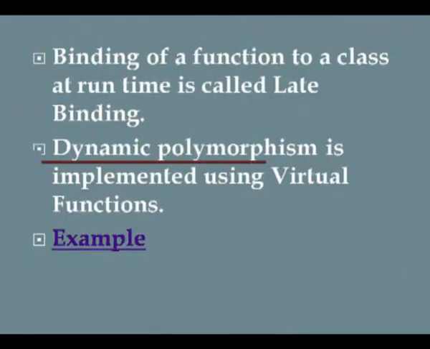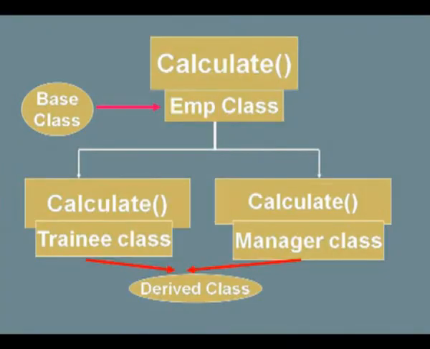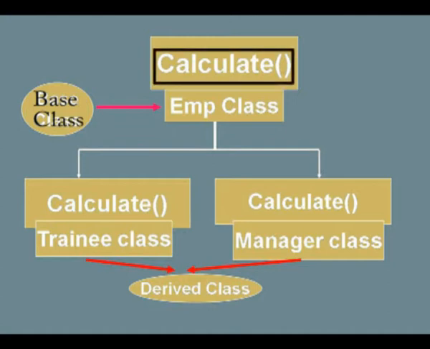And dynamic polymorphism is normally implemented using virtual functions. Virtual function is a concept which we will have to study after we study about inheritance. So, we will see an example why virtual functions are required to implement this dynamic polymorphism. Say you have an employee class. This is called the base class. It is having a function called calculate. Base class is the class from which other classes inherit. We have already seen the definition of inheritance.